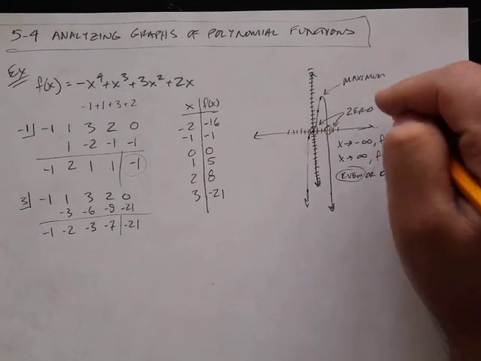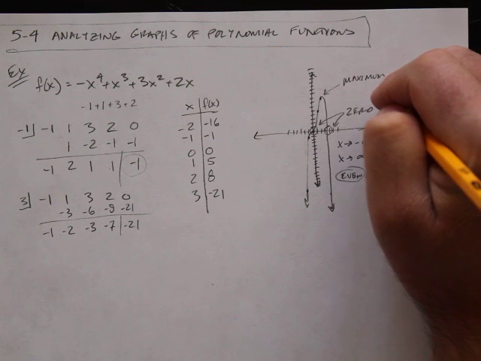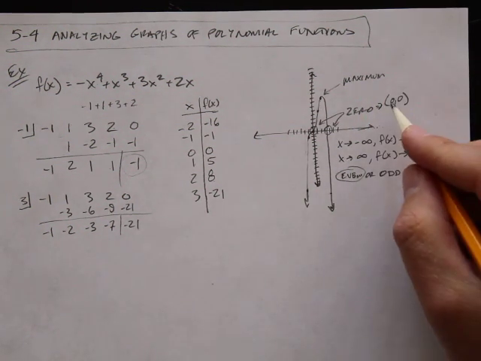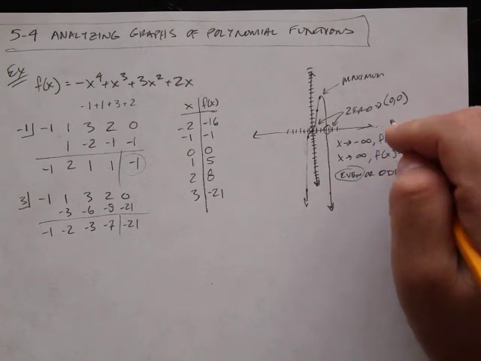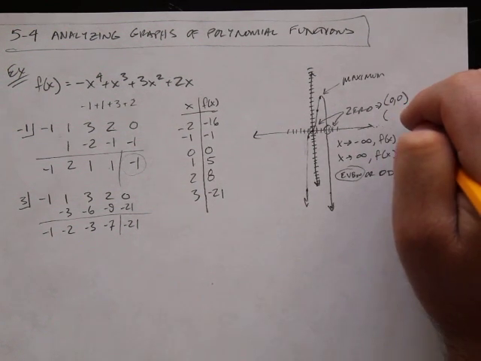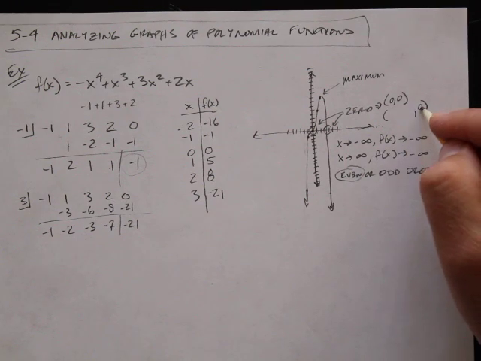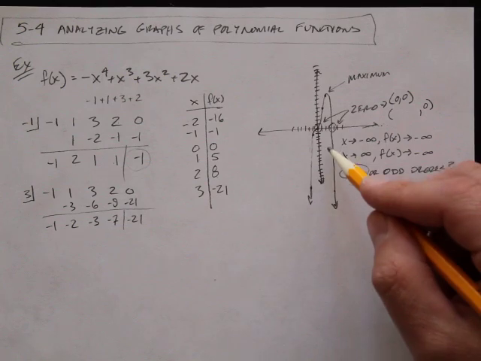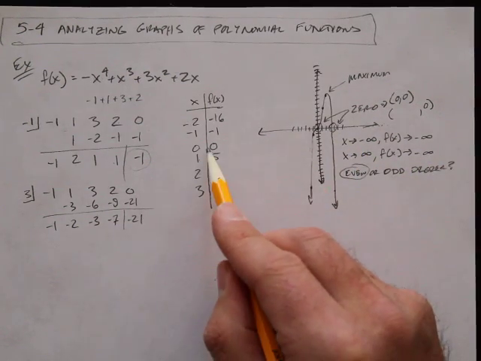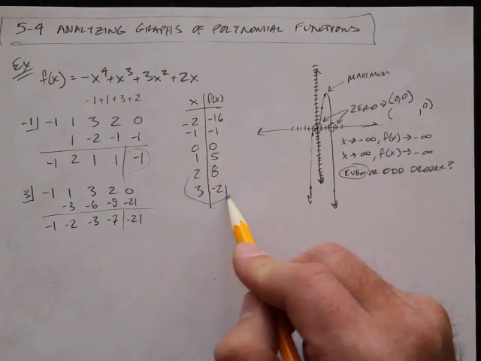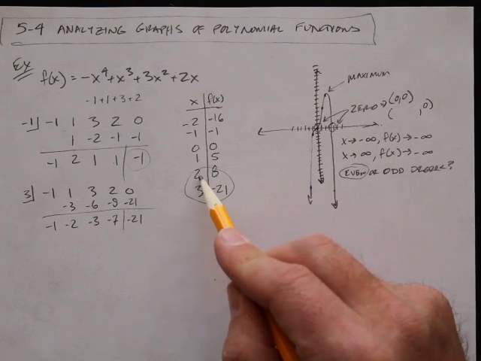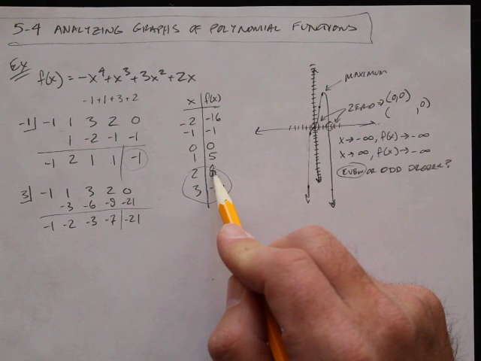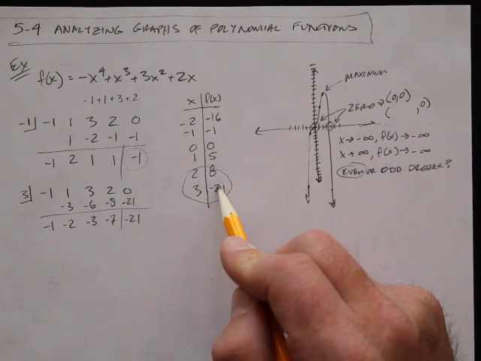We have two zeros. One of them is (0, 0), and the other one is (something, 0). The y value is going to be 0, but we don't really know what the x value is. I haven't drawn this perfectly, but we can look right here, where the x value is between 2 and 3, and the y value changes from positive to negative.